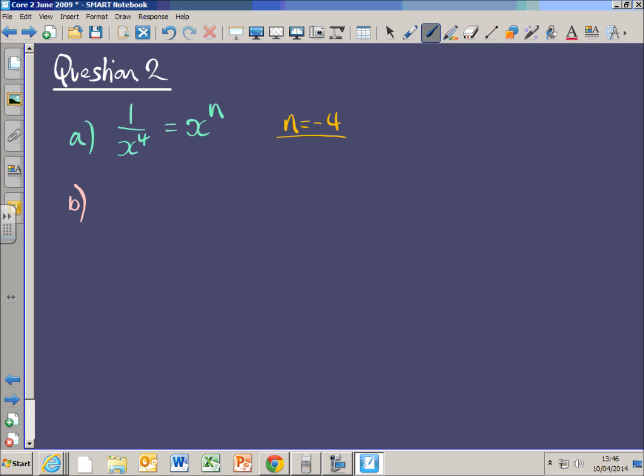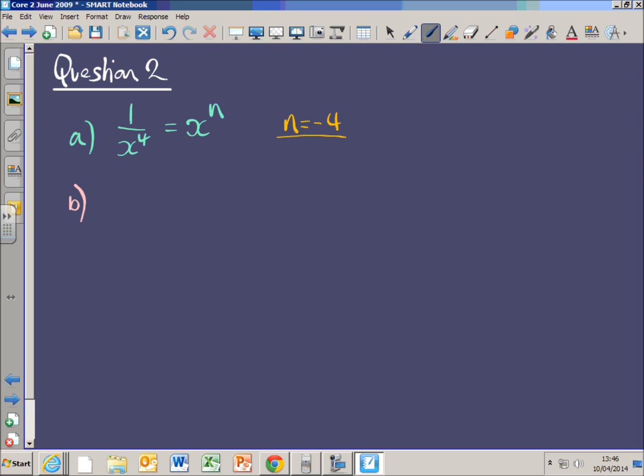Now for the second bit, we want to do the expansion of 1 plus 3 over x squared, squared. Okay? Now hold on a second. When I first looked at this, I thought it was a binomial expansion. Do you have to do it by binomial expansion? No. Where's the binomial expansion question then? What?